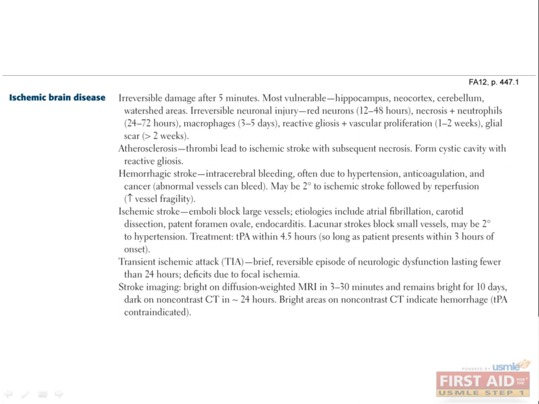Ischemic brain infarcts occur usually in the context of cardiovascular disease. There is decreased brain perfusion, which causes irreversible damage after about 5 minutes. The most vulnerable areas in the brain are the hippocampus, the neocortex, the cerebellum, and of course the watershed zones. The reaction of the brain to an ischemic insult is the same pathogenesis for all brain remodeling after injury, with production of red neurons and activation of gliosis.